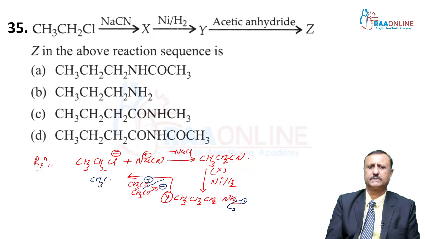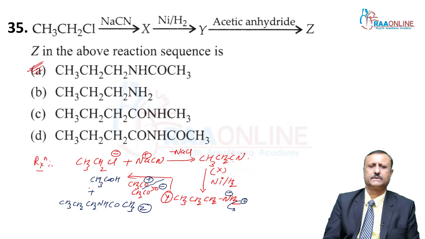You can get the acetic acid plus CH3CH2CH2NH. This NH group is attached with the COCH3 group. So, you can get this product and it is the Z compound, my dear students, and this compound is present in option A. So, option A is the correct answer. CH3CH2CH2NHCOCH3. Option A is the correct answer.